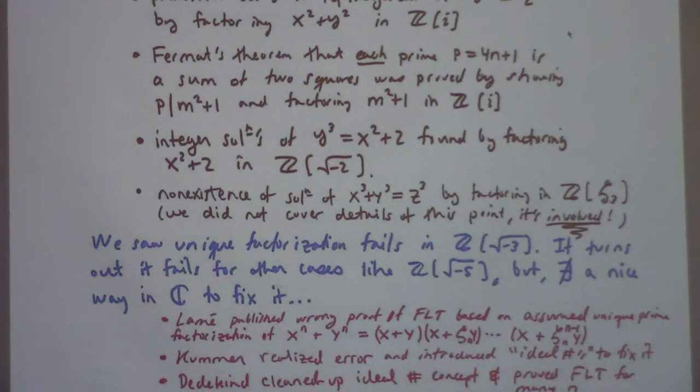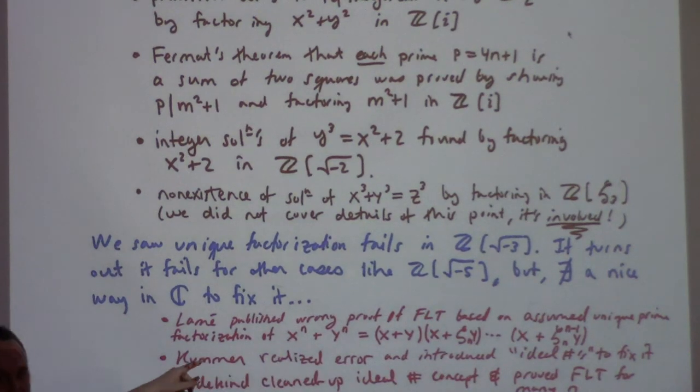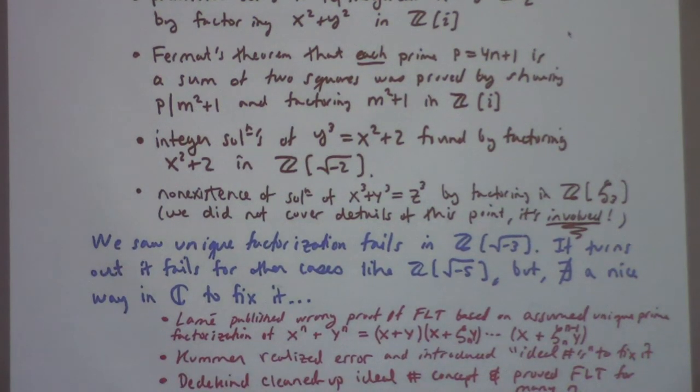But there's just one problem. Z adjoined the nth root of unity is not a unique factorization domain. So his arguments don't work. And we have to actually go to the concept of ideals and ideal numbers to actually fix that. But maybe we'll talk more about that Friday.